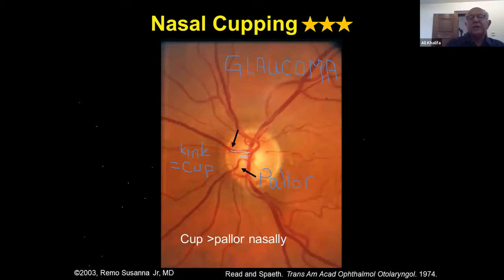Here, there is something called nasal cupping. If we look, it is painted in blue. That is the cupping. That's where the blood vessel is first kinked. And the white on the nasal side is smaller. Therefore, the cup is greater than the pallor nasally. Therefore, this is a case of glaucoma. Also, there is a hemorrhage on the edge of the optic disc.